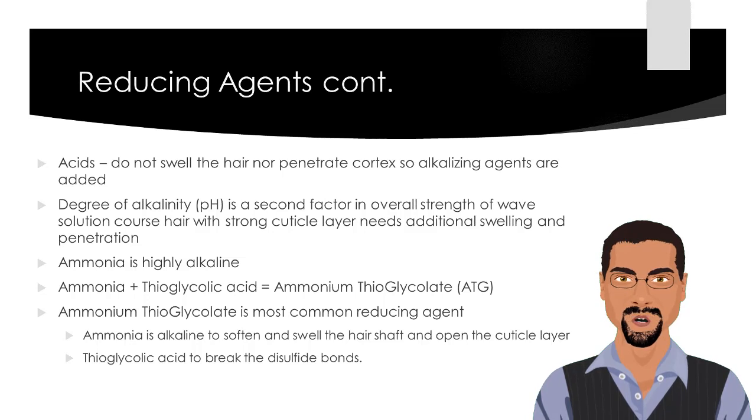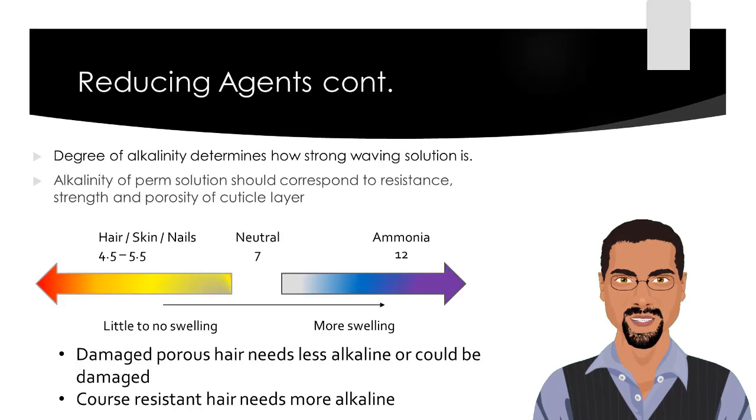Ammonia is an alkaline chemical used to soften and swell the hair shaft and open the cuticle layer, while the thioglycolic acid is used to break the disulfide bonds. The pH level of the permanent waving solution is the second factor in the overall strength of a solution. Coarse hair with a strong, healthy, compact, resistant cuticle layer will require the additional swelling and penetration that is provided by a stronger and more highly alkaline waving solution.